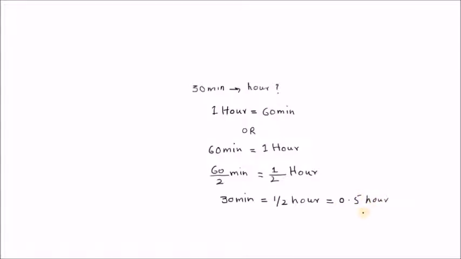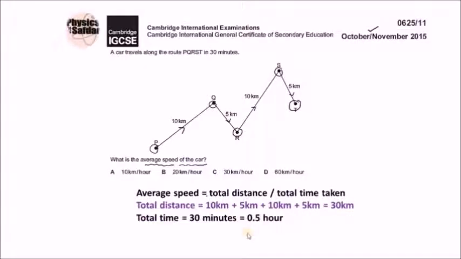Now this time we are going to put in this equation of speed. So the total time becomes 30 minutes or 0.5 hours. I'll put these numbers in the formula of speed. 30 km is the distance traveled and total time taken is 0.5 hours. Then finally you get 60 km per hour. Now look at the options. A is 10 km per hour, B is 20 km per hour, C is 30 km per hour, and D is 60 km per hour. That is the right answer.